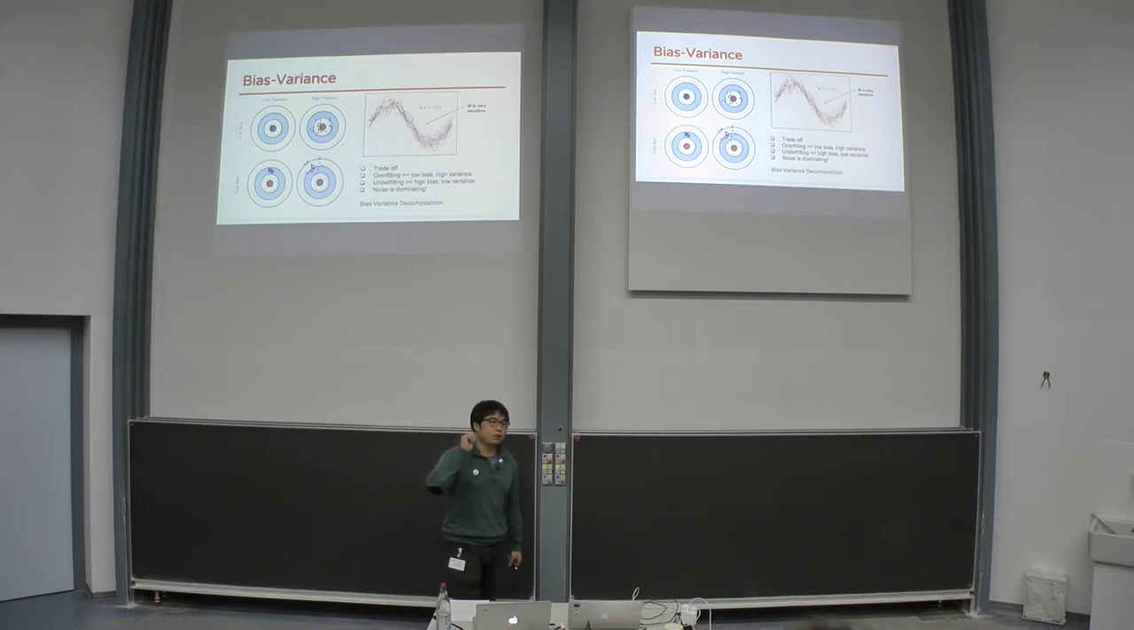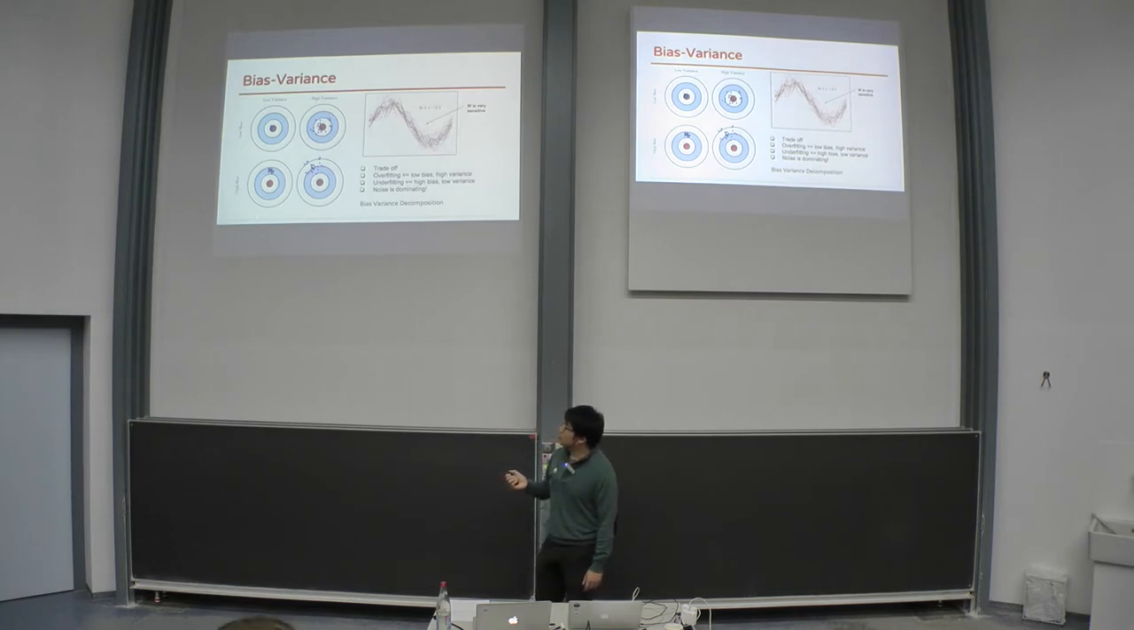Imagine you're playing a dart-throwing game. You have a target, and you want to throw the dart at the target. For example, if you have a very steady hand, then most of the time you throw to a very close position. Here, the red point is your target, but most of the time your darts land here. This is a learning model which has a very high bias, but your variance is very low because every time you hit the same place.